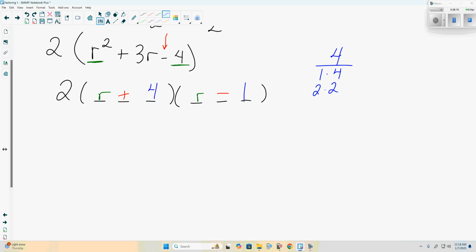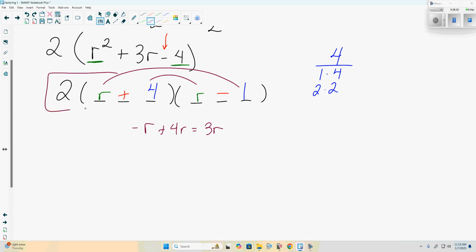Now, luckily, the more that you do these and the more that we see them, we kind of start getting more of an instinct of which number should go where, which does help us when we go to check. Because if we check this here, 4 times -1 gives us -r. 4 times r is going to give us positive 4r. Gives us our positive 3r that we wanted. So we get 2 times r plus 4 times r minus 1.